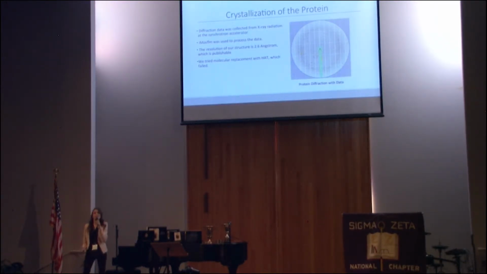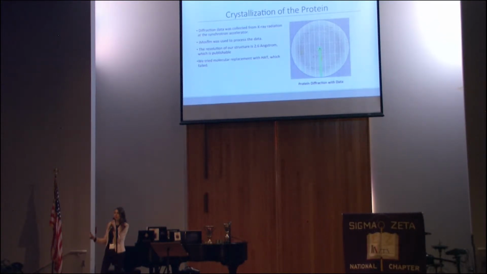So now we have the data collected from our X-ray radiation of the synchrotron accelerator, and we put this data into iMosflm to process it. We found out that our crystal structure was a 2.6 angstrom structure. Now this is really, really great. Usually structures below 3 angstroms are publishable. So we were really excited. We're like, yes, we have the structure of HAT. It looks great. So now let's go publish it.